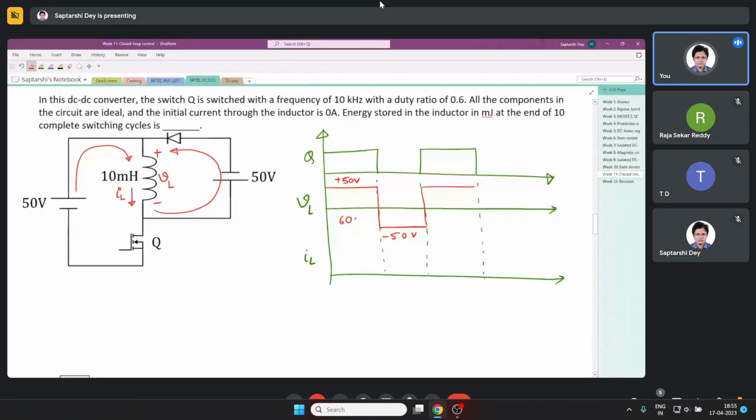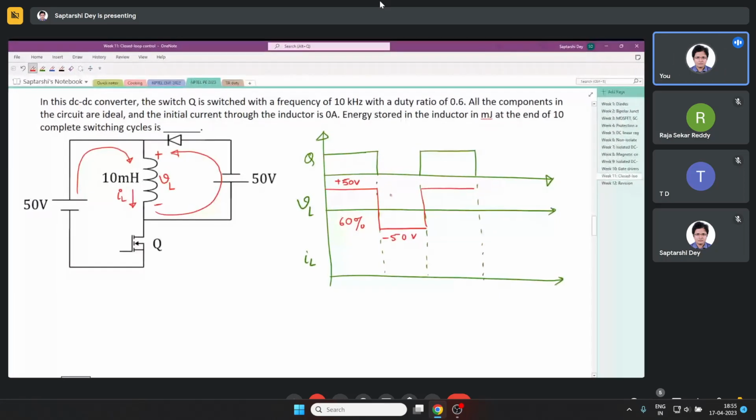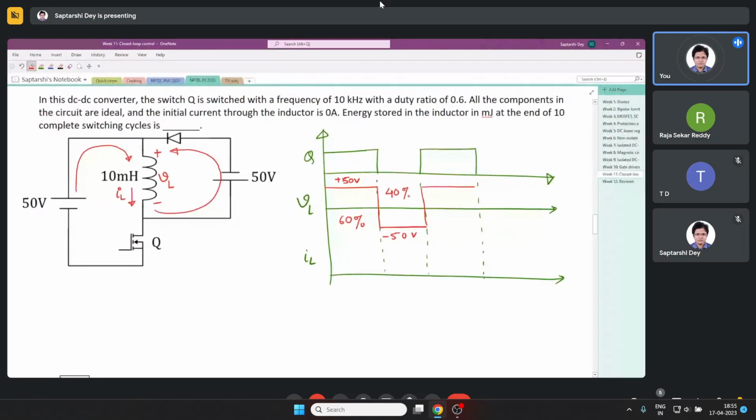60% of the time the inductor is getting 50 volt, and 40% of the time it is getting minus 50 volt. I am forcing that. Volt-second balance is not happening, so the current through the inductor will continuously rise. It's not that of voltage saturation; volt-second balance is valid, but it cannot be applied here. Why? Because if you keep operating like this, the circuit will never reach steady state.